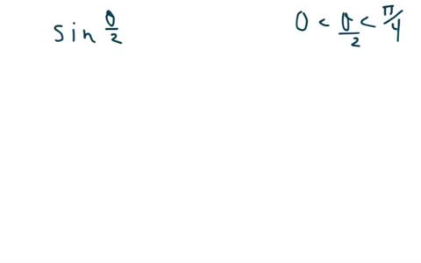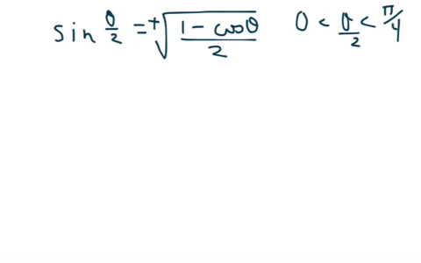So, we're going to use our formula, and for this one, it is square root. Since we're in quadrant 1, we're going to use the plus, because sine is positive in quadrant 1. We're not going to use the negative. So we're going to have 1 minus cosine of theta over 2. So we're going to get plus square root of 1 minus 3/5 over 2.